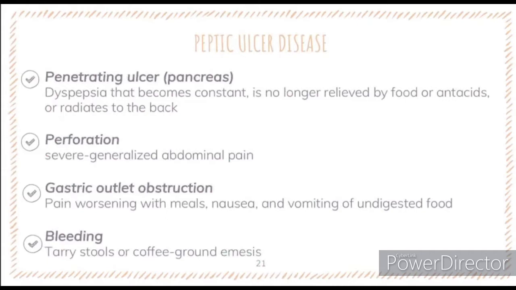Variation in the intensity or distribution of the abdominal pain, as well as the onset of associated symptoms such as nausea and vomiting, may be indicative of an ulcer complication. Pain that becomes constant, is no longer relieved by food or antacids, or radiates to the back may indicate a penetrating ulcer to the pancreas, whereas sudden onset of severe generalized abdominal pain may indicate perforation. Pain worsening with meals, nausea, and vomiting of undigested food suggests gastric outlet obstruction, and tarry stools or coffee ground emesis would indicate bleeding.